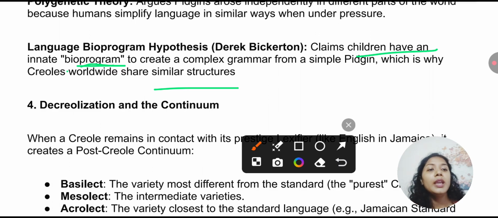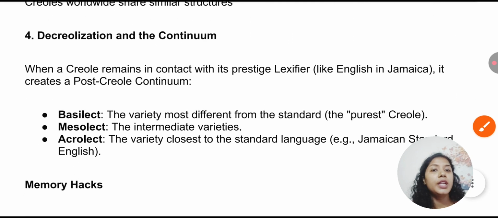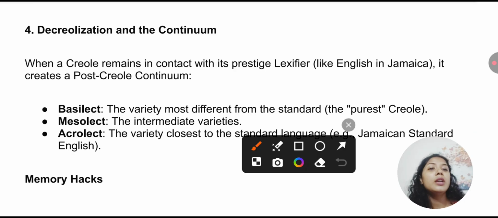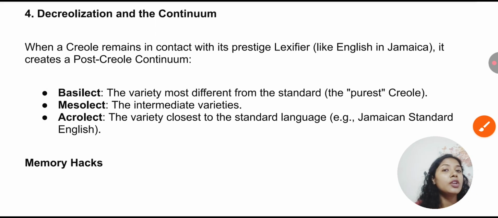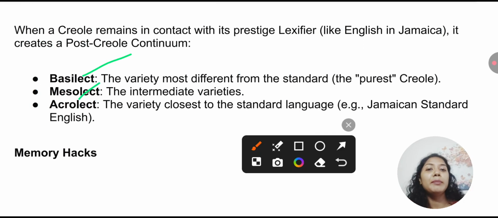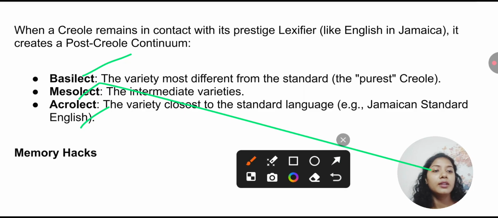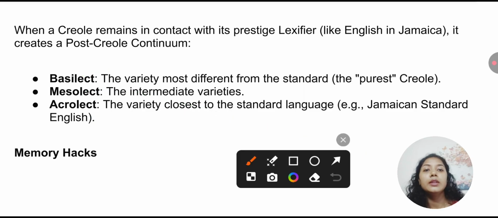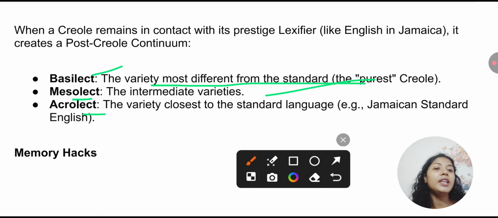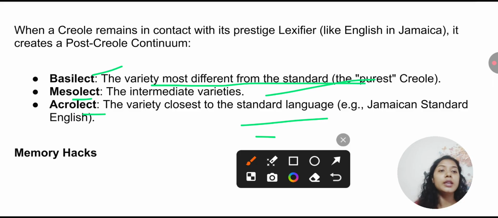Okay. Then you have decreolization and the continuum. So when a Creole remains in contact with the prestige lexifier, it creates a post-Creole continuum. That is what we call decreolization or the continuum. In this, you must know what is basilect, mesolect, and acrolect. Basilect is the variety most different from the standard. Mesolect is the intermediate variety, and acrolect is the variety closest to the standard language. That is how sudden changes we see in the language or the speaking.